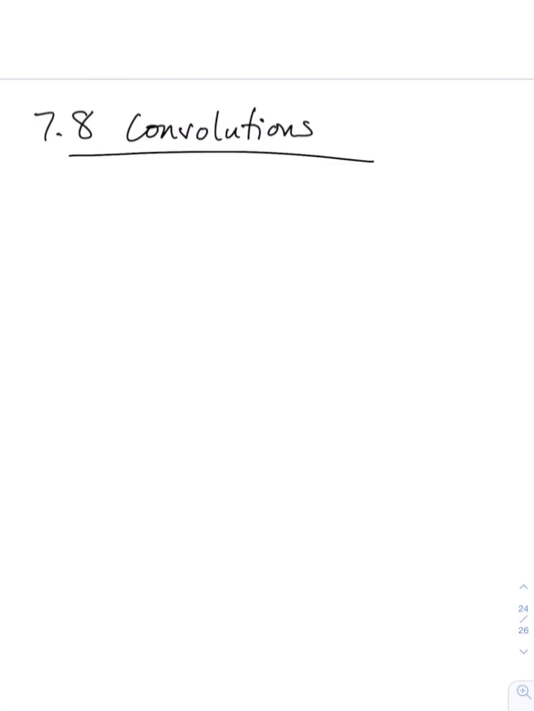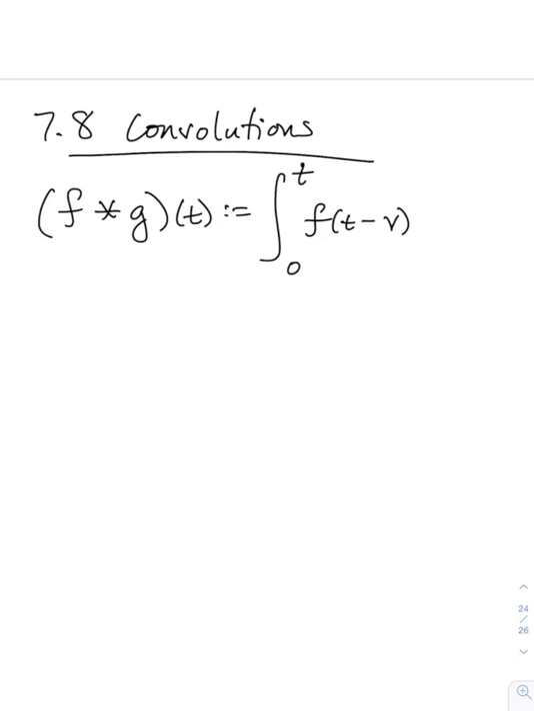The notation for it is a star or an asterisk. So f star g is the convolution of f and g. It's a new function, so I have to tell you what f star g of t is, and here is the formula. It's equal to the integral from 0 to t of f of t minus v times g of v dv.